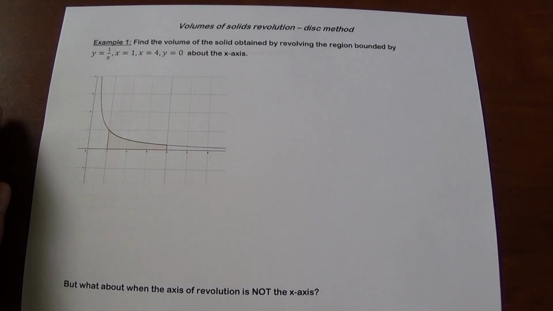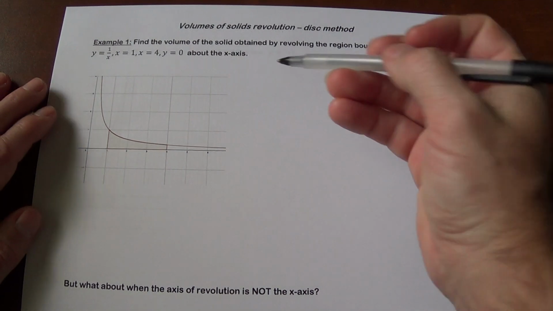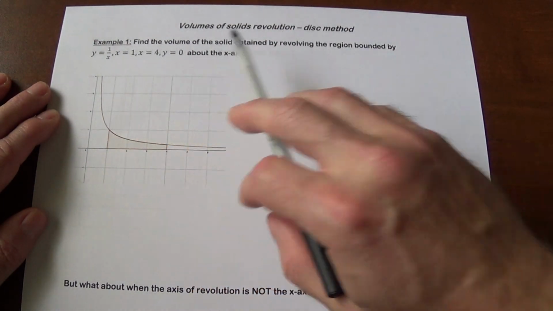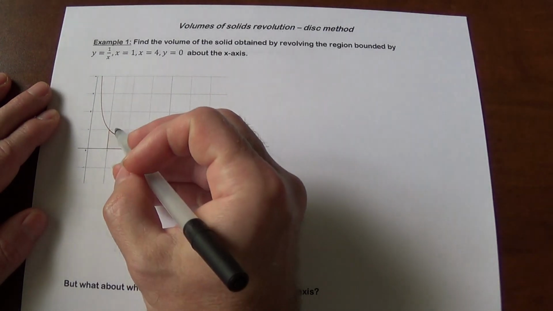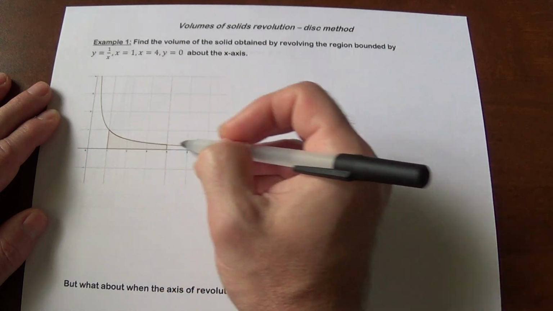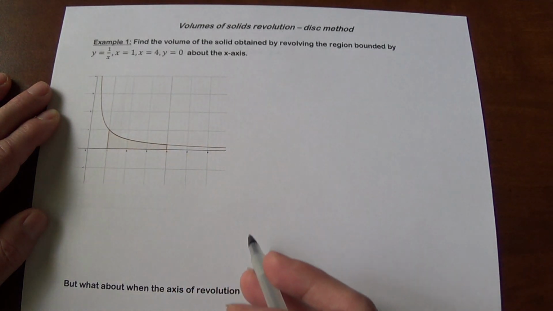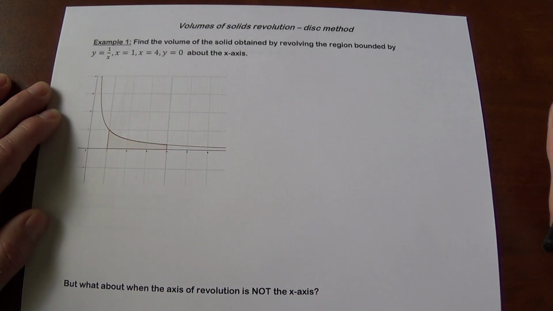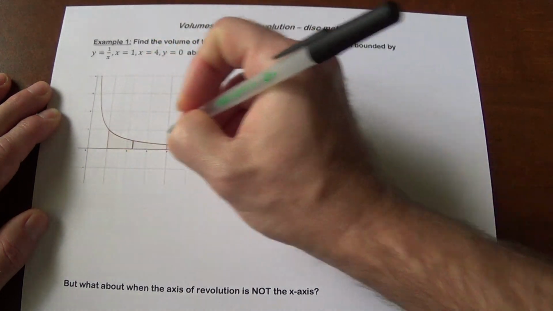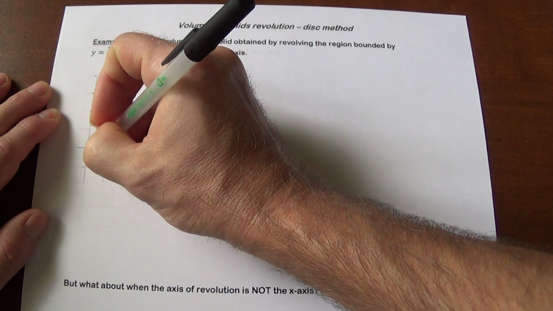Let's take a look at this first problem. Find the volume of the solid obtained by revolving the region bounded by these equations. So what we have here is the curve 1 over x, x equals 1, x equals 3, and y equals 0, which is the x-axis. The first thing we need to do is figure out the radius. So the radius is, when you go from the x, and we're revolving that about the x-axis.